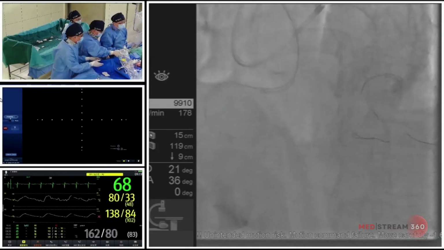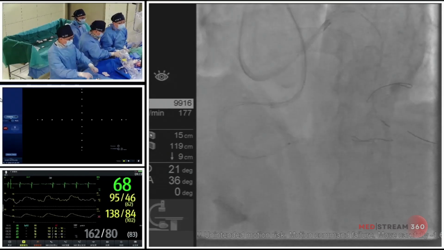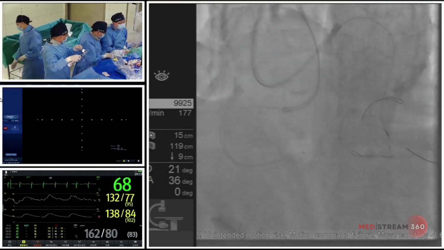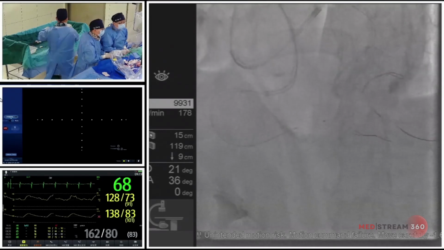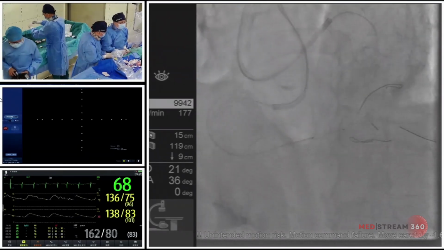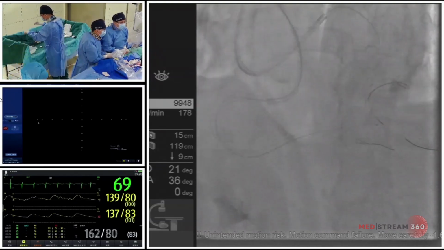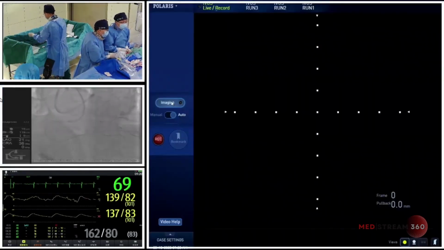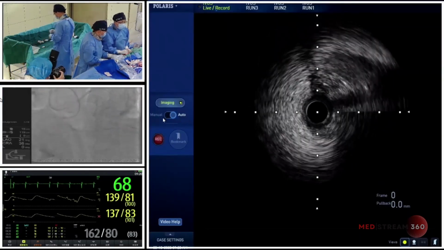I think you are right. Yeah. Yes, we go through. That is what I worry about, the rotation of the different wires. Okay, I think the IVUS already goes. Okay, let's check the IVUS.